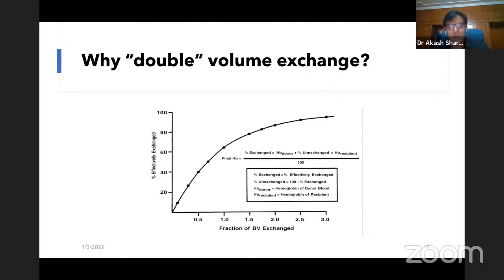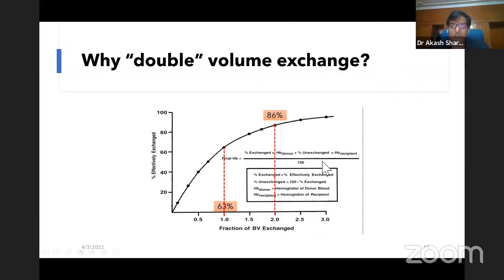So now coming to why in autoimmune hemolytic disease we use double volume exchange and not single volume, or say why not triple volume, only double volume. The rationale comes from physiological studies which were done long before that. By doing double volume exchange, you are effectively exchanging 86% of the blood volume of the child. If you use only single volume, you actually exchange around 63% of the blood volume.